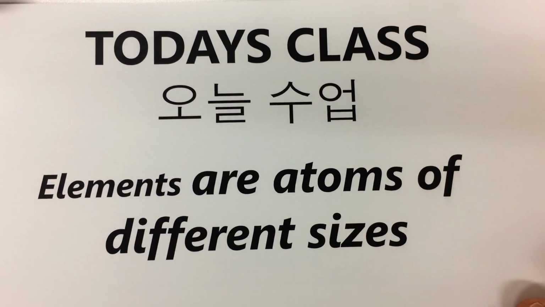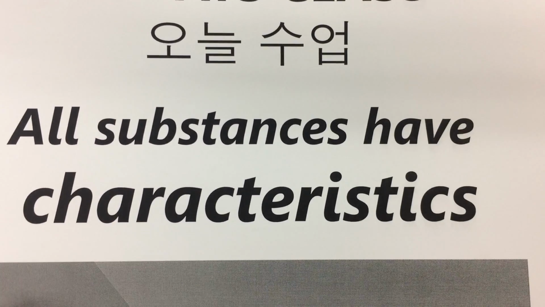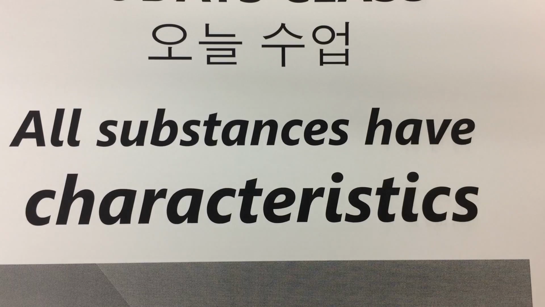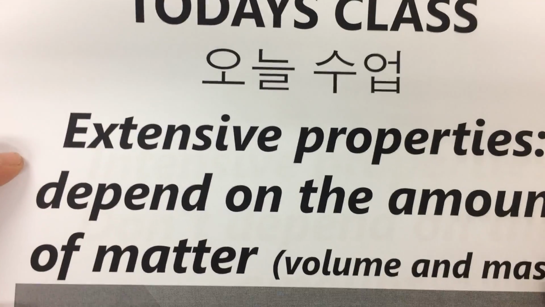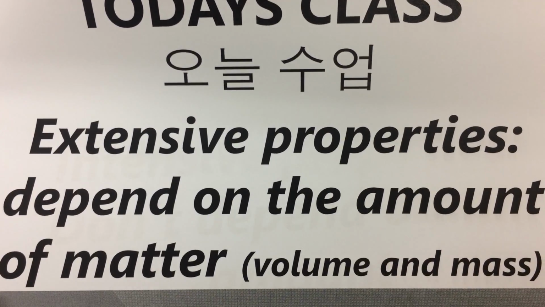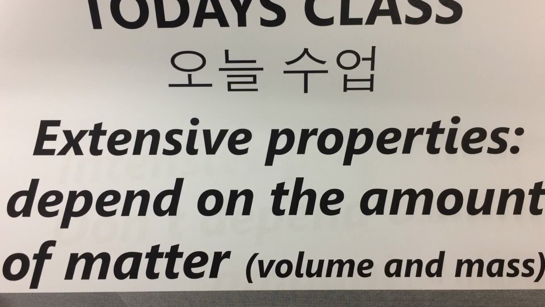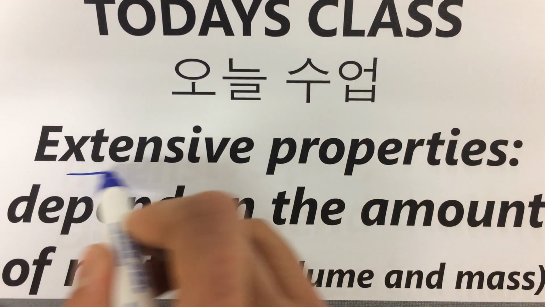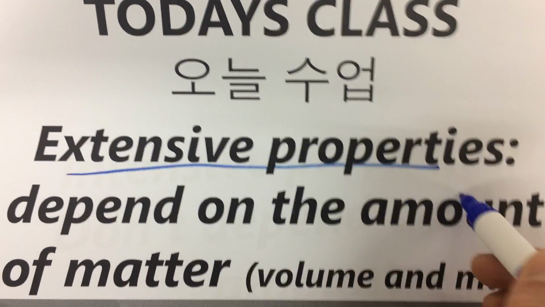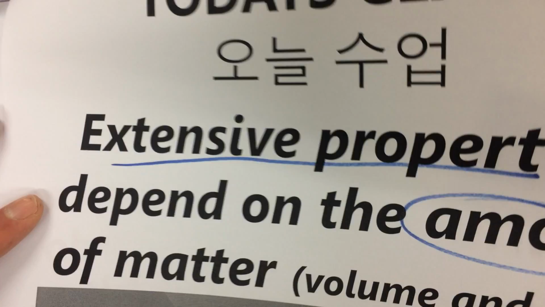As I said, atoms of different sizes are called elements, and all substances have characteristics or properties. And these are the main properties I'm going to go through quickly. You have extensive properties, and they depend on the amount of matter. So volume and mass, those are extensive properties. They depend on the amount.